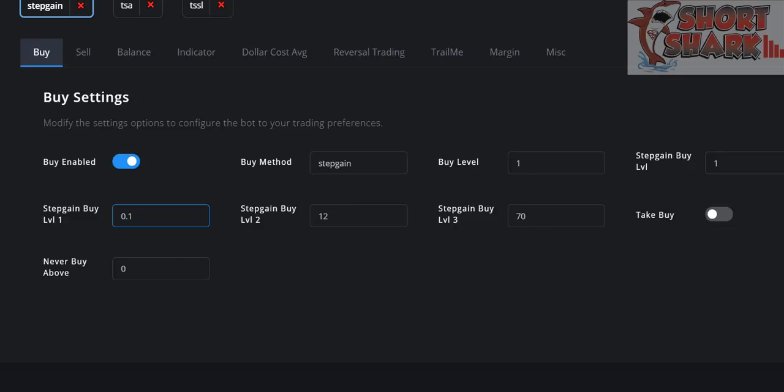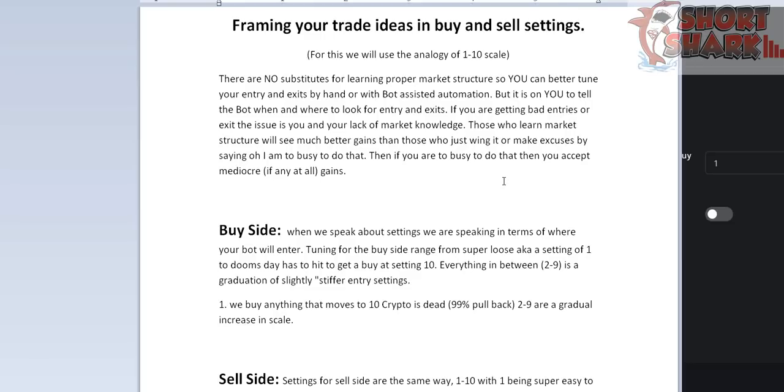All right, so we'll go back to the actual settings on the side. In framing your trade ideas for the buy side settings between 1 and 10 on a scale, we talked about a 1 being basically as low as you can go at 0.1%, 1% below the lowest EMA, it's just going to buy. You're hitting it anytime it pulls back to there. That would be better for front side pushes, minor pullbacks. And 10 being crypto's dead, a 99% pullback, like the end of the world, the SEC decided they're going to ban all crypto and they're arresting people. A 10 at that end means you're never going to take a buy until then. 2 through 9 are gradual increases in scale.